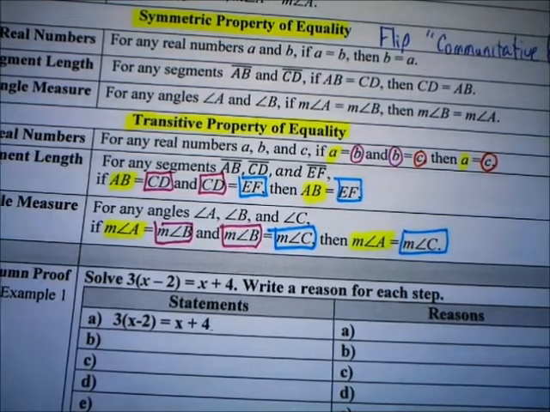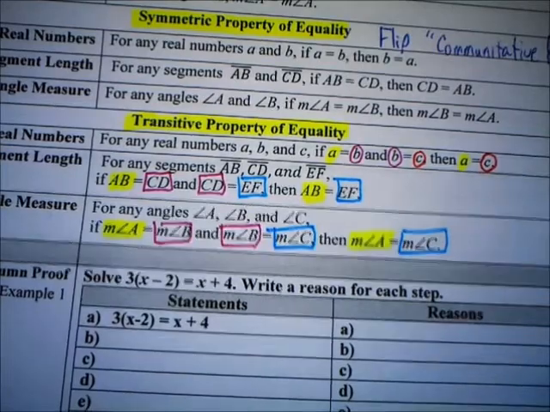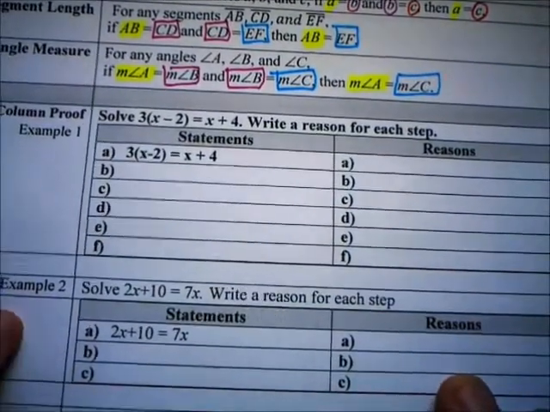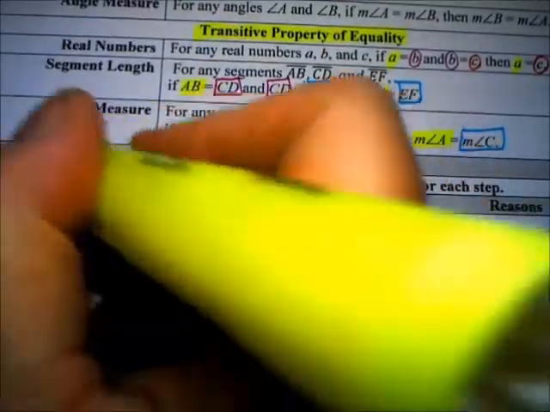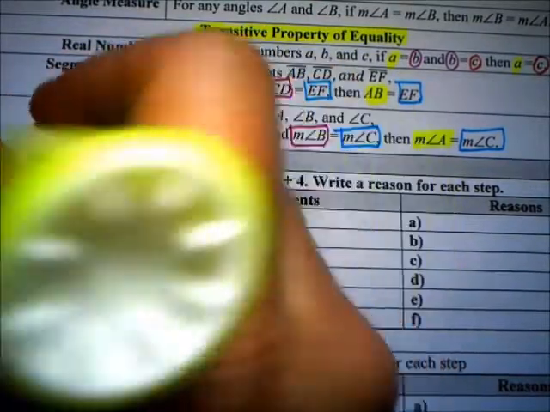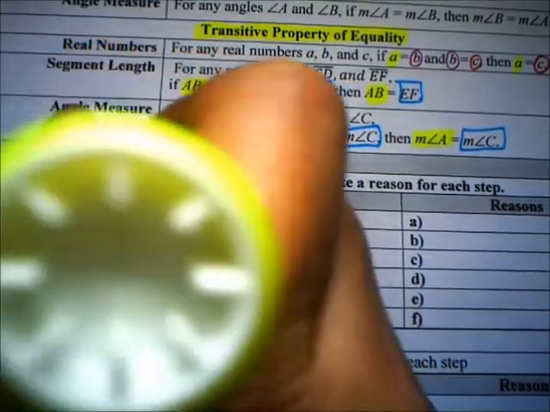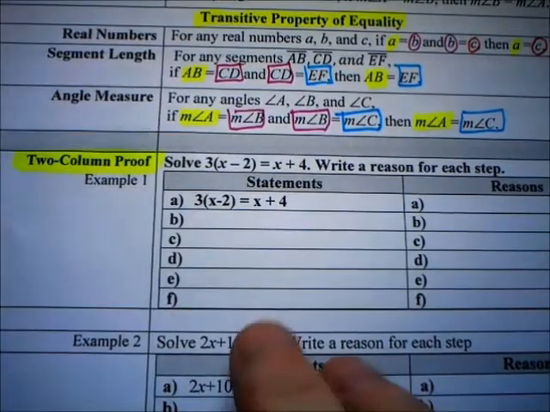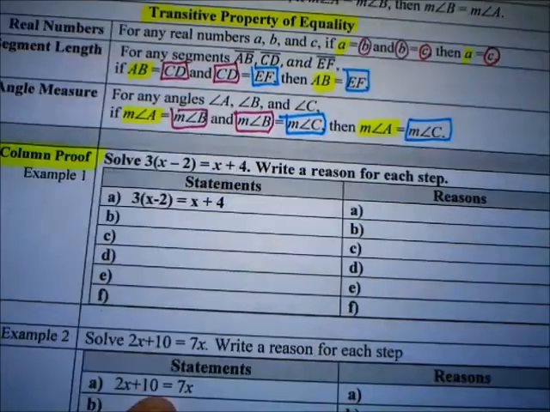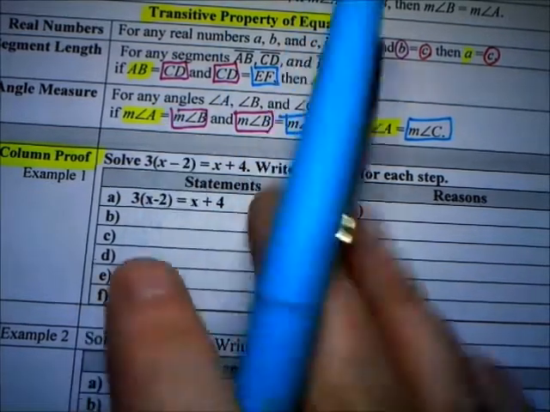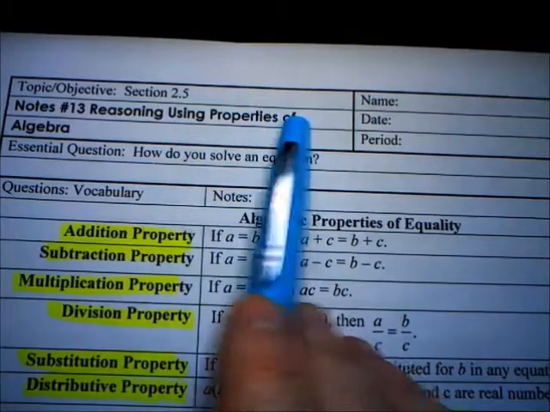Okay, in our examples now, our examples are going to be set up in two-column proofs. A proof is a logical argument that is made up of statements and reasonings to come to a logical conclusion at the end. If I set this one up, here's just dealing with algebra, since this lesson is reasoning using properties of algebra. This first one, I want to solve this problem.